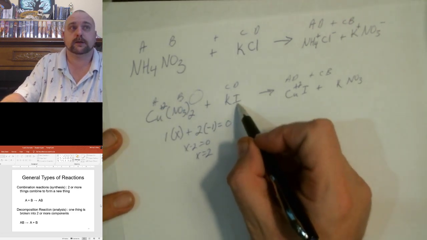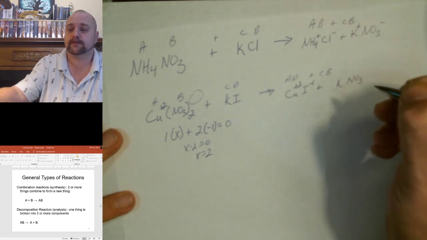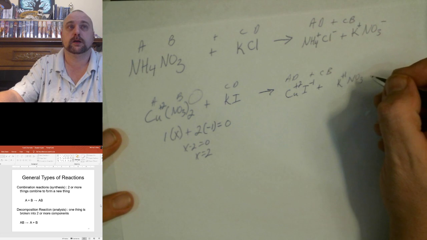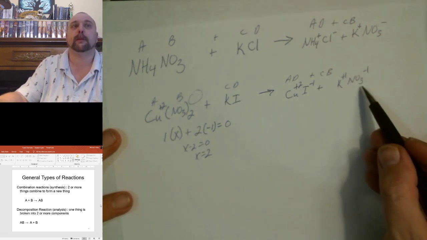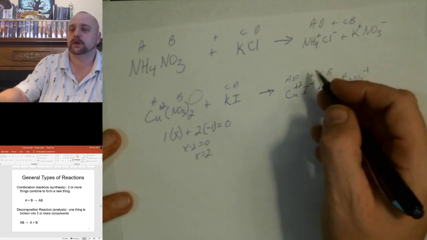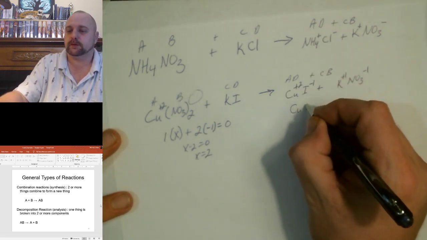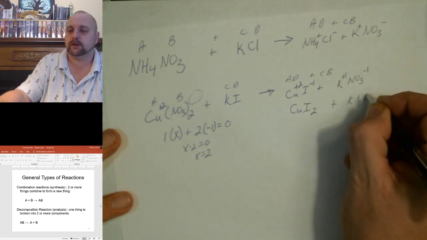Iodine is in group 17. It'll be a negative 1. Potassium's in group 1. It'll be a plus 1. Nitrate is always minus 1. How do we know that? Memorization. Now I can do my crisscross. So CuI2 plus KNO3.